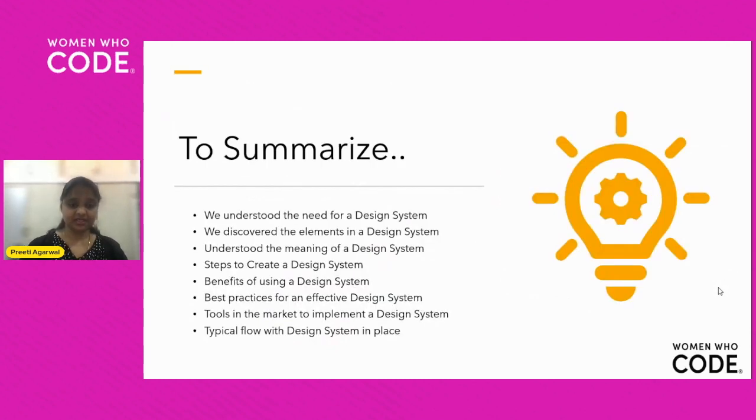And to summarize what we have understood out of the story that we discussed and the technical stuff that we discussed, we understood the need for a design system. We discovered the elements inside the design system, the meaning and steps to create one, the benefits and best practices, then the tools that are available, and the typical flow of a design system in place. You don't have to go straight away to the development after requirements. You go to the design system first before you actually jump into designing or developing.